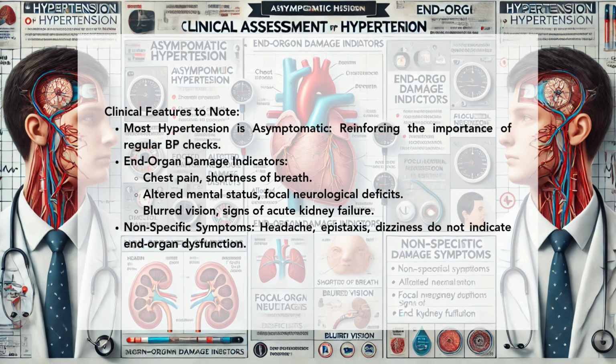Clinical assessment: deciphering the signals. Clinical features to note: most hypertension is asymptomatic, reinforcing the importance of regular BP checks. End organ damage indicators: chest pain, shortness of breath, altered mental status, focal neurological deficits, blurred vision, signs of acute kidney failure, nonspecific symptoms. Headache, epistaxis, and dizziness do not indicate end organ dysfunction.